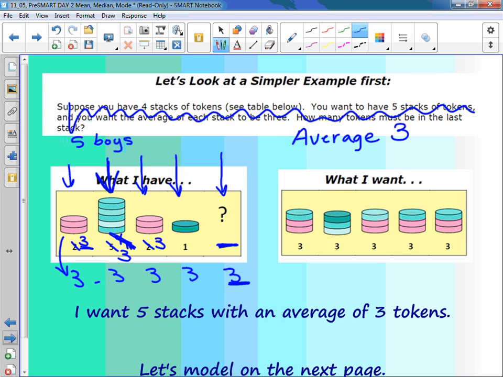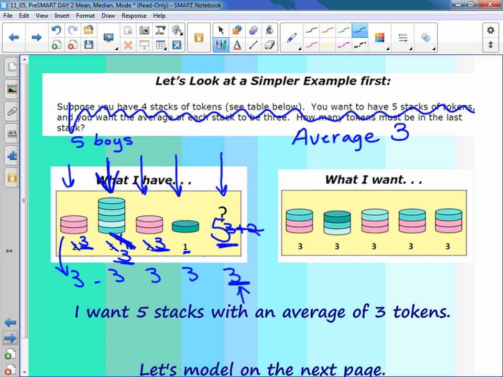Alright, so this guy's got 3, this guy's got 3, this guy's got 3, this guy didn't have enough. So what's going to need to happen over here? If the average was indeed 3, how many would this guy need? He's going to have 3 for himself to meet the average, plus he needs extra for this guy. So he needs 3 plus 2 more so he can give them over to this guy. If he had 5 pairs of shoes, then it would average out or level off to 3 pairs of shoes per boy. And that was the average. It was an average of 3 pairs of shoes.